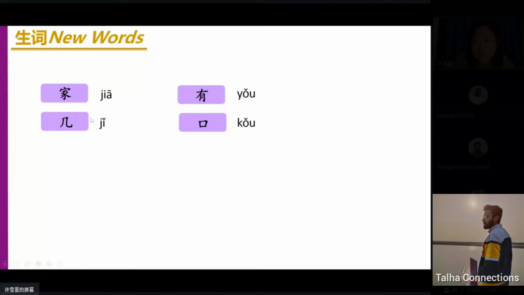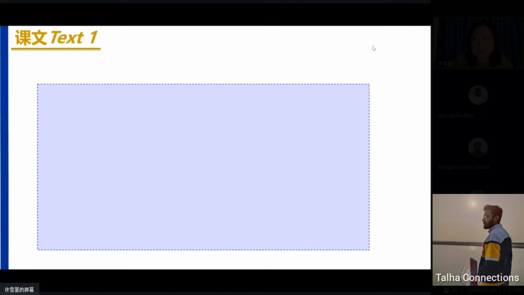And 几 is used to ask about numbers, small numbers particularly. And 口 is the measure word for family members. Since 口 originally means mouth, when we count family members, we need to count how many mouths we need to feed. All right, now these are the words we're going to use in the dialogues.